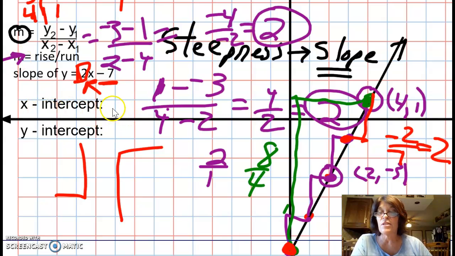The x-intercept is where this crosses the x-axis. So my line is crossing the x-axis right here. It looks like somewhere between 3 and 4.